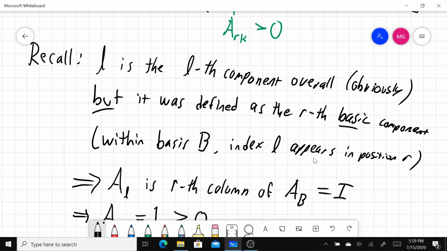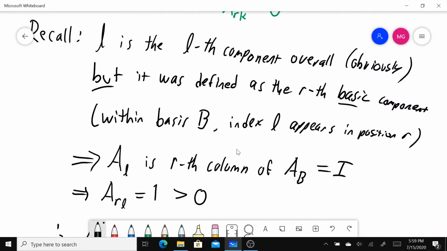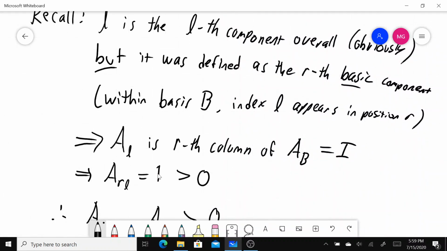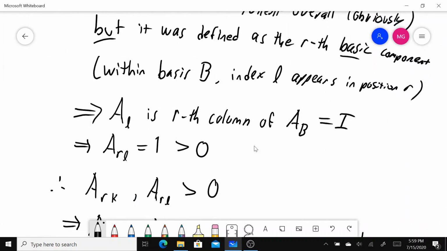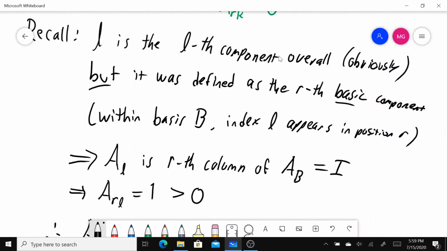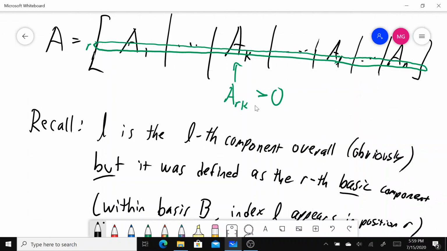So let's just keep going here. ARL equals 1 because it's part of that identity matrix. It's positive. And ARK, just by definition, is positive by choice of what R was.